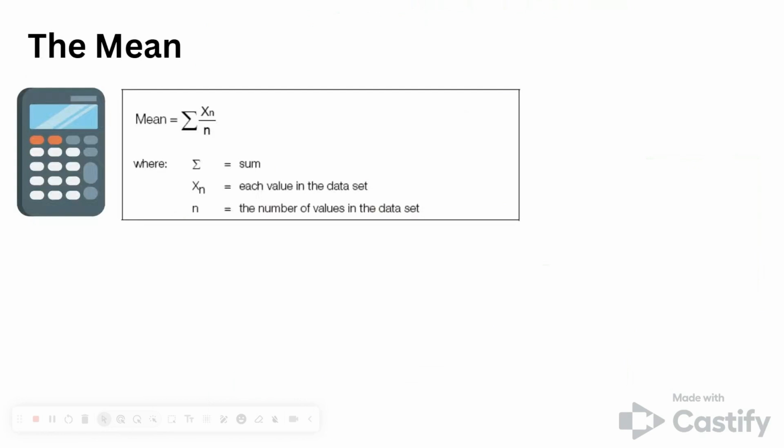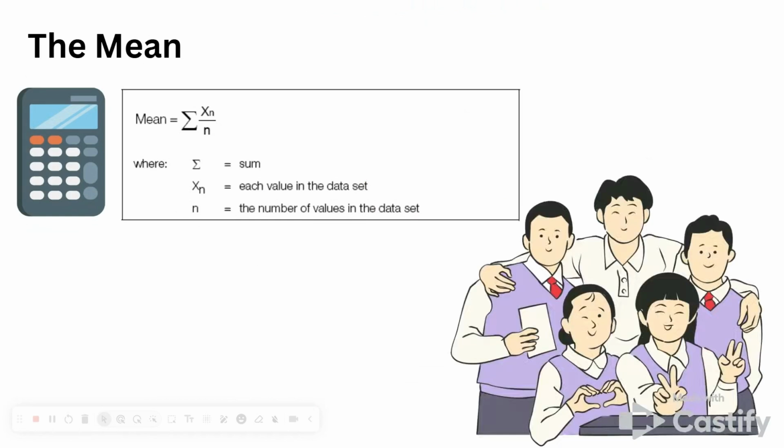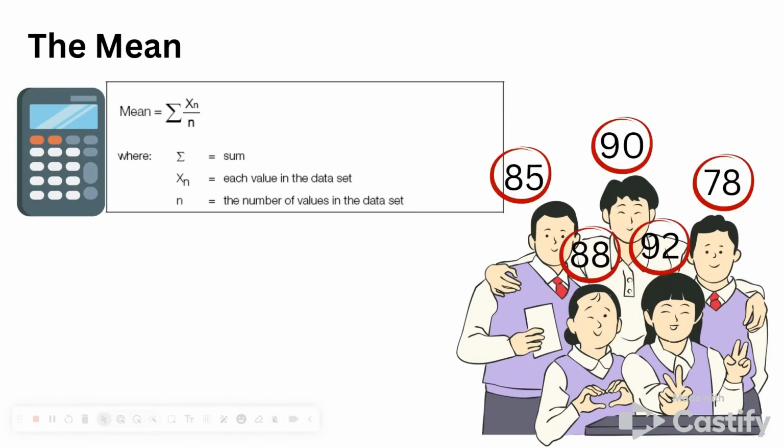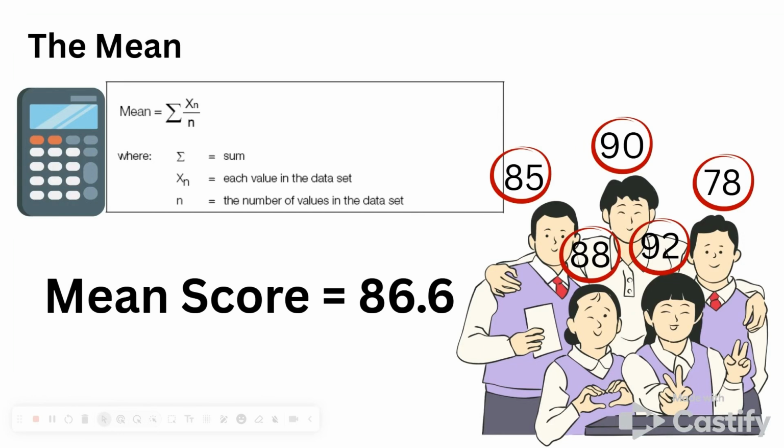The mean is what we usually call the average. To find the mean, we add all the values and divide by the total number of values. For example, if 5 students scored 85, 90, 78, 92, and 88, the mean score is 86.6. The mean helps us understand the overall performance of a group. But we should remember very high or very low values can affect the mean.